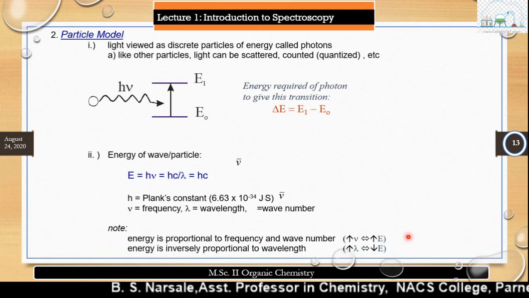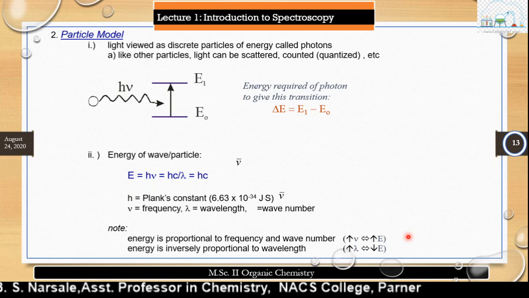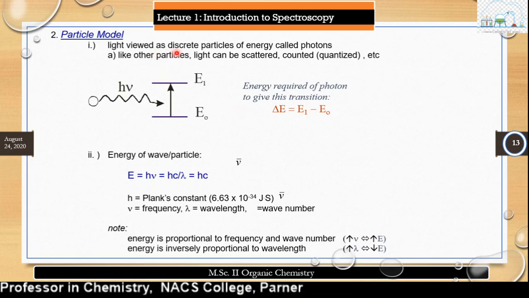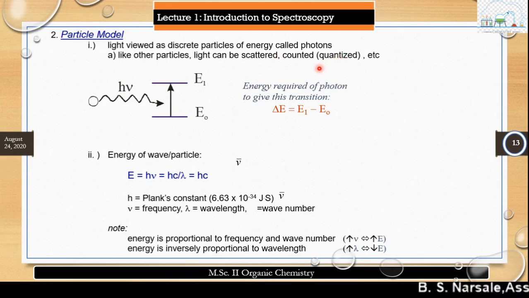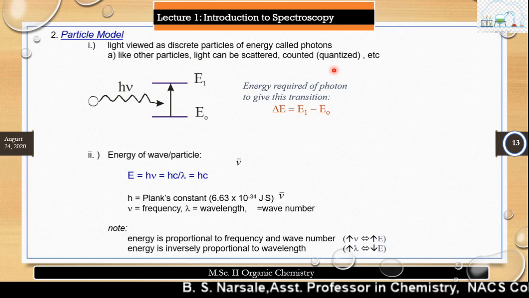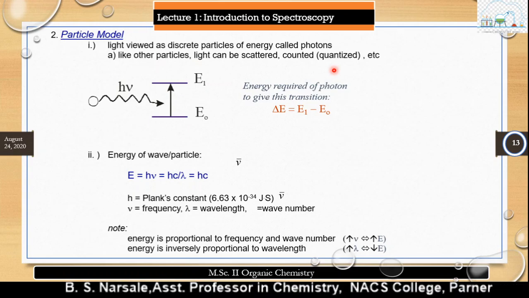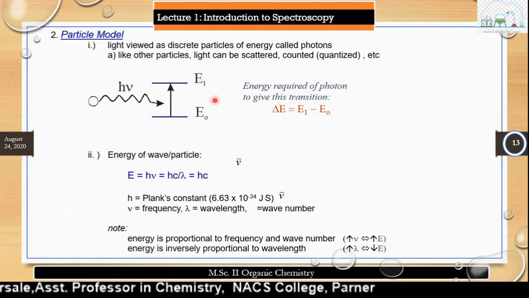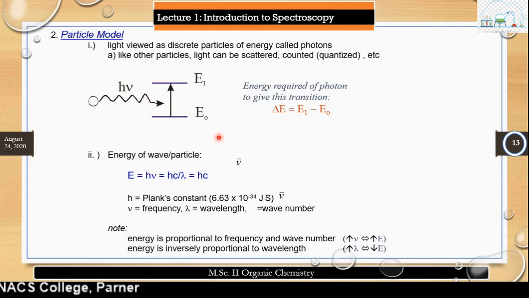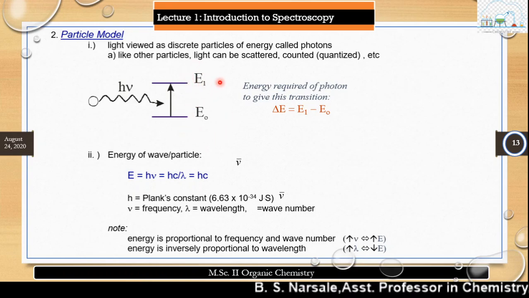Another one is the particle model. In the particle model, the energy is in the form of bundles, or discrete bundles, and these are known as photons. And these particles are sometimes scattered or counted, quantized. According to that, we can find out the energy. If you apply h mu amount of energy, then that energy is required for a photon to transfer from lower to higher energy levels.